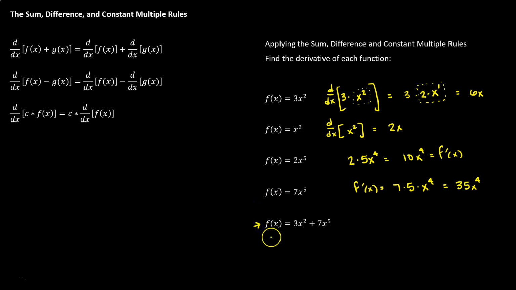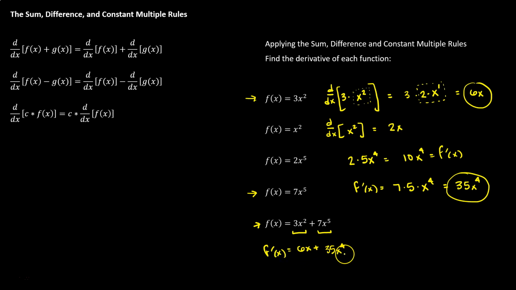And then for our last one, let's look at a sum and difference. Notice that I'm using two functions that we actually calculated derivatives for in this example. So if I want the derivative for this function, f, what I need to do is take the derivative of 3x squared, which we did in our first example. It was 6x. And then I need the derivative of 7x to the 5th, which we did in the previous example, which was 35x to the 4th. And that would be our derivative. 6x plus 35x to the 4th. Those are not like terms. We can't simplify any further.